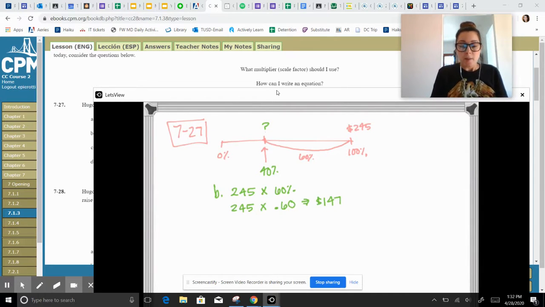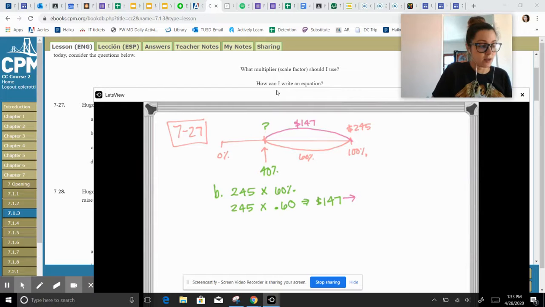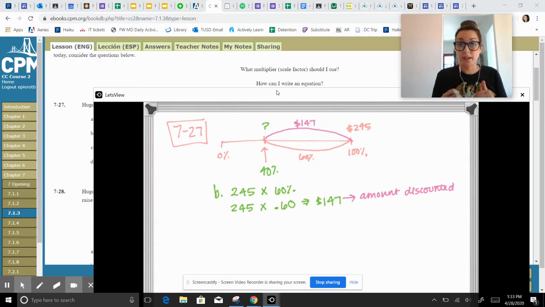But thinking about this, this $147 isn't what Hugo is paying for the bed. This $147 is representing that 60% amount. So this is actually the amount taken off the price, or the amount discounted. So that's not the actual amount that he's paying.